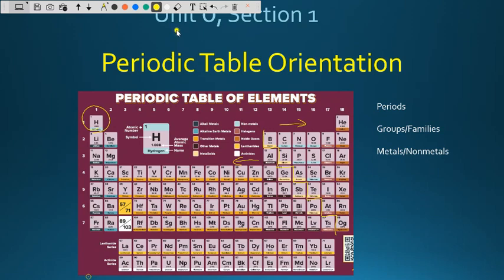But that staircase is going to be our metalloids. Okay, they have properties of both metals and nonmetals. And so I use a down and over rule, starting with boron.